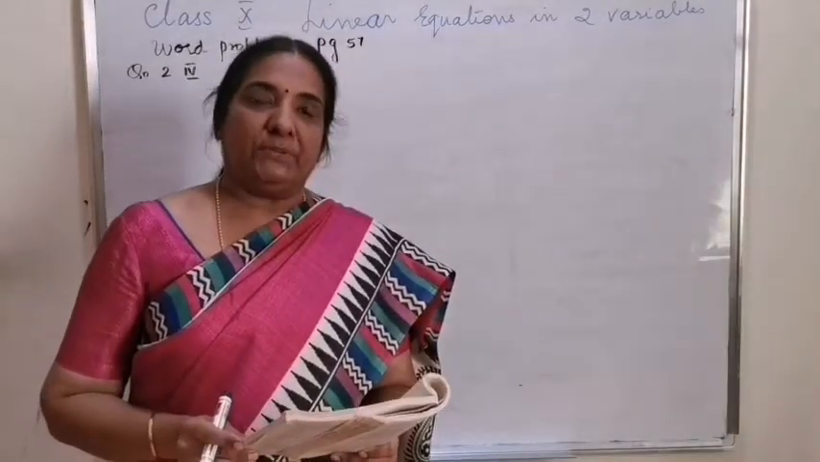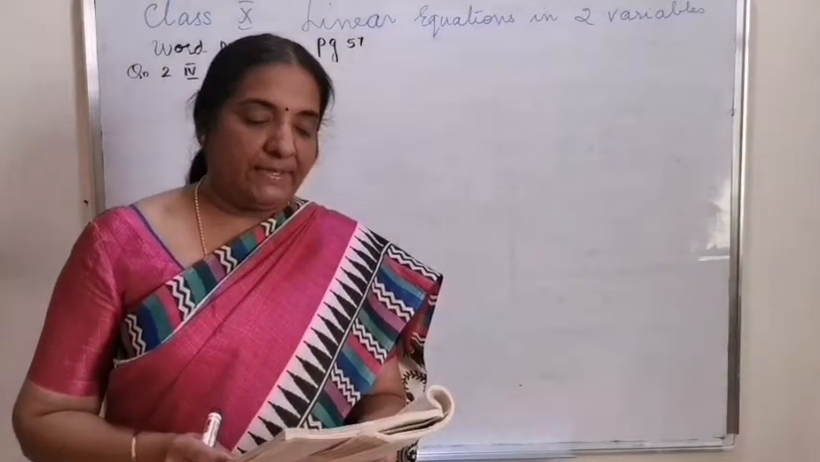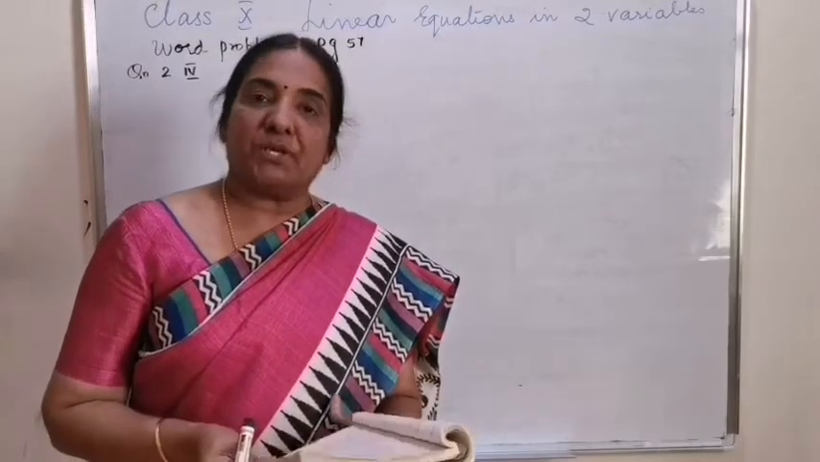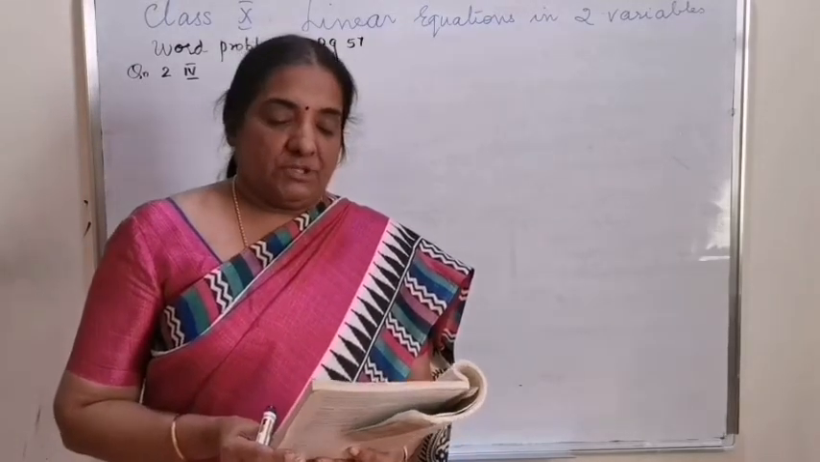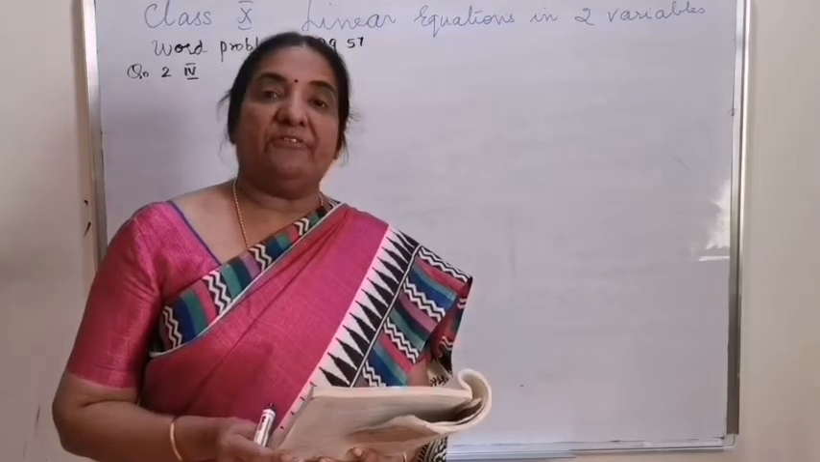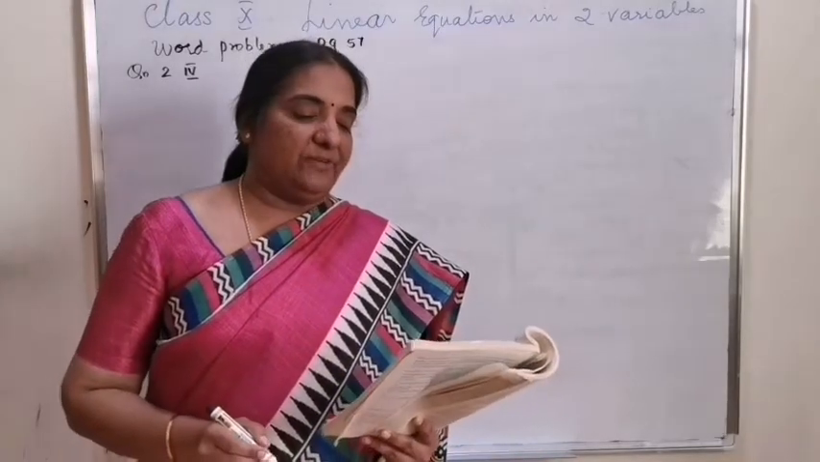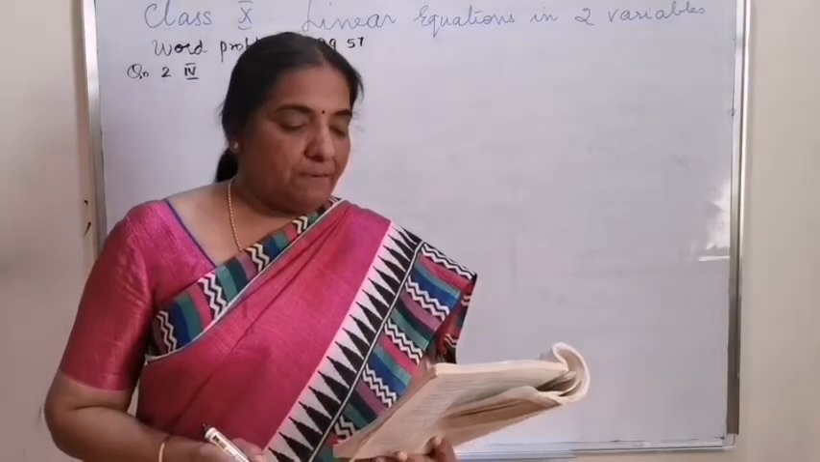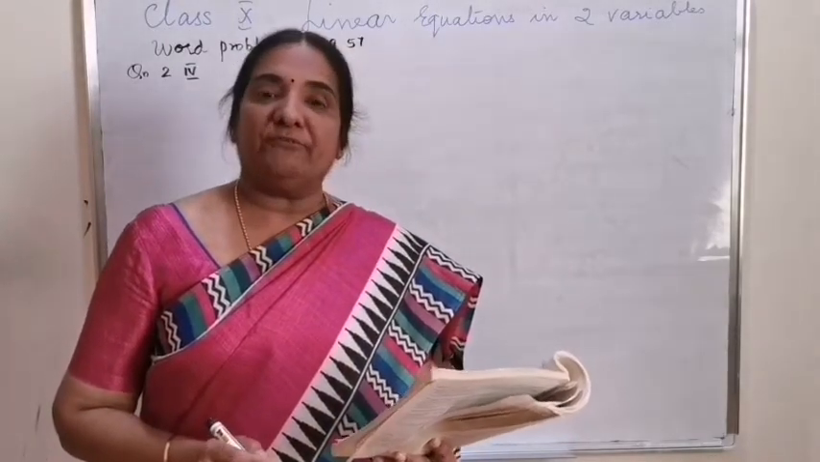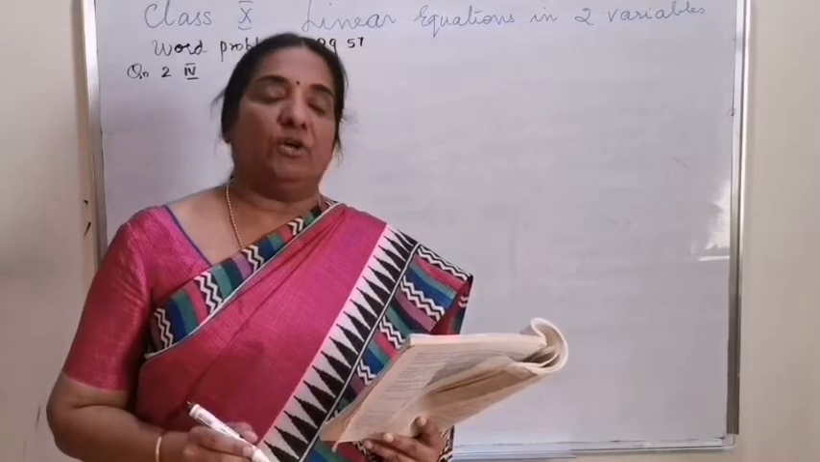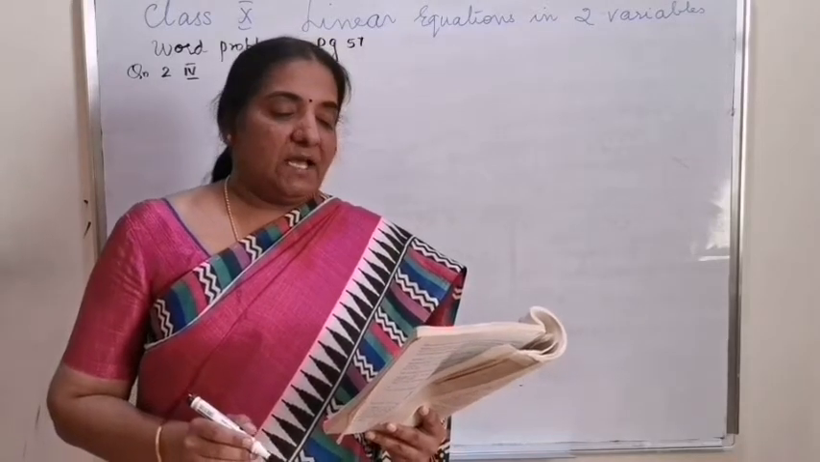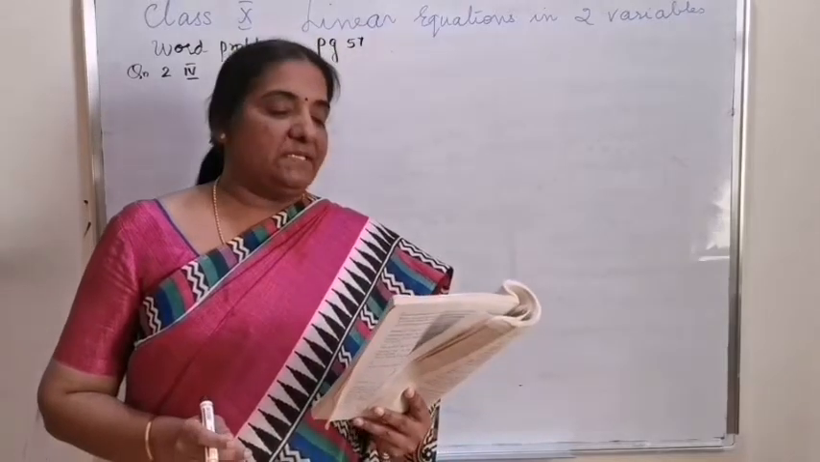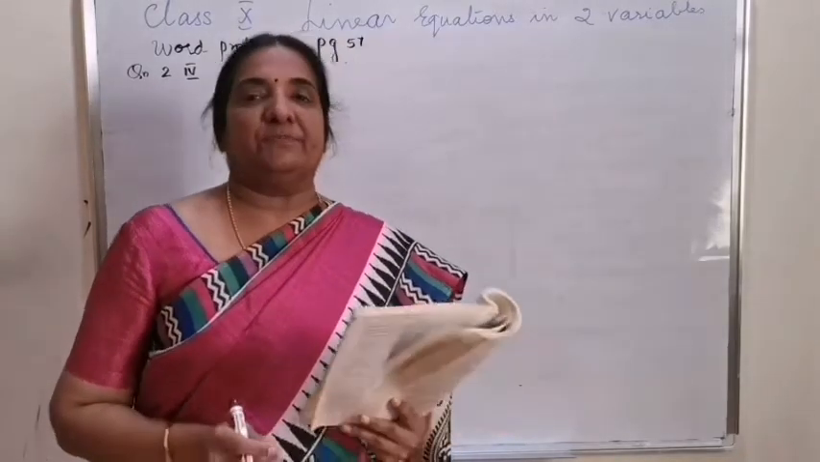Question number 4. Meena went to a bank to withdraw rupees 2000. She asked the cashier to give her rupees 50 and rupees 100 notes only. Meena got 25 notes in all. Find how many notes of rupees 50 and rupees 100 she received.